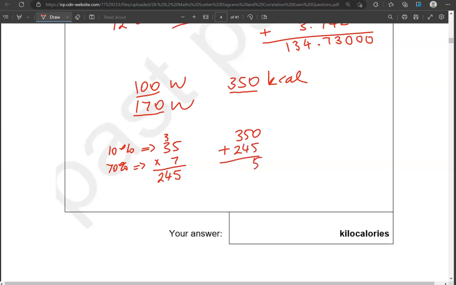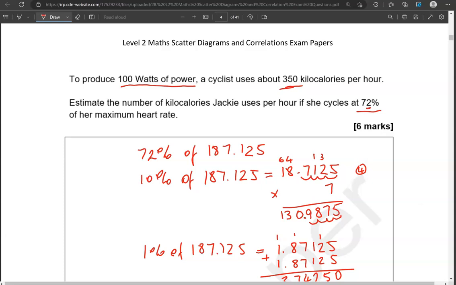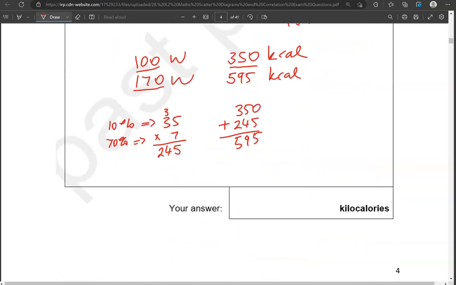0 and 5 is 5, 5 and 4 is 9, 3 and 2 is 5. So 595 kilocalories. As we're estimating, it would be fine even if we just say 600.